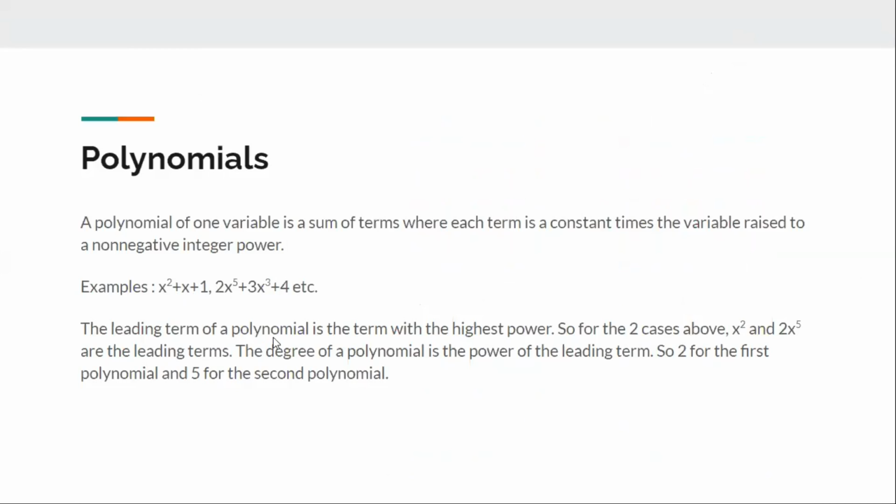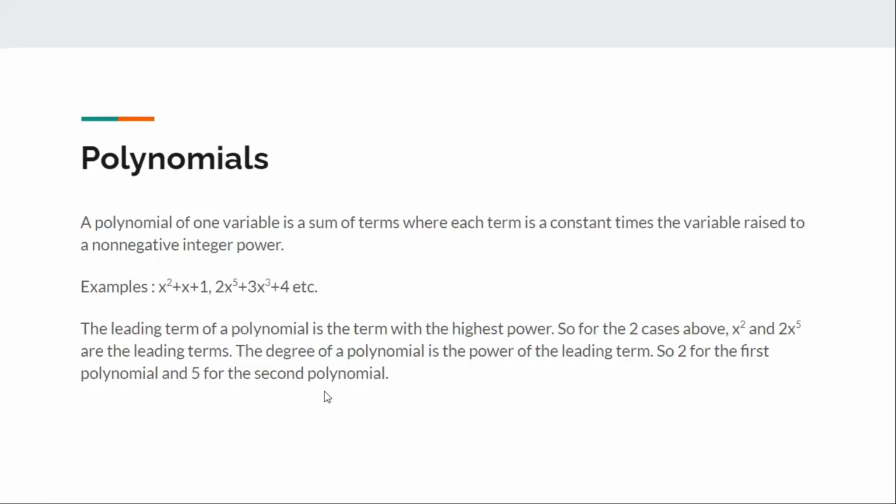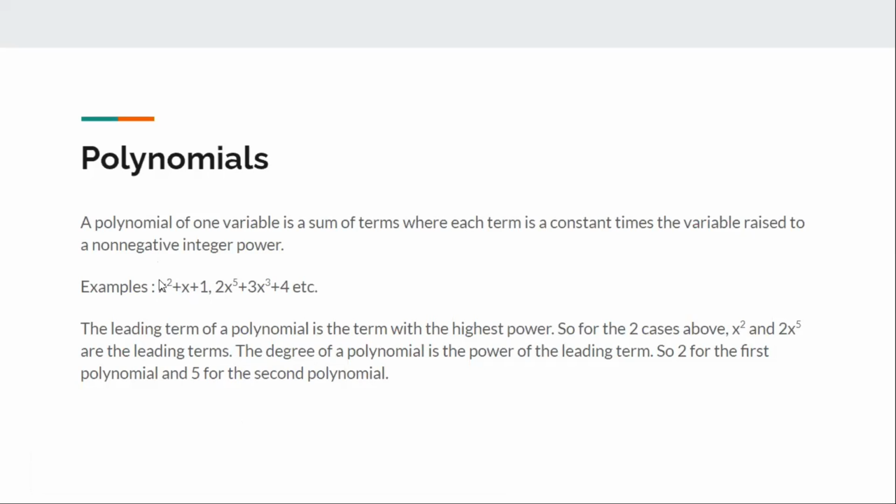The leading term of a polynomial is the term with the highest power, which in this case is going to be x squared, since 2 is higher than all these other powers. And in this case, it's going to be 2x to the power 5, because it has the highest power again. The degree of a polynomial is the power of the leading term. So the degree of this polynomial is going to be 2, because the highest power term is x squared, and that has degree 2. This one's going to be 5, using a similar technique. You look at 2x to the power 5, and you notice the power is 5.